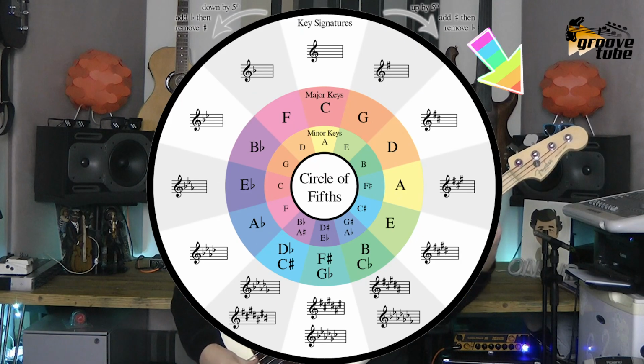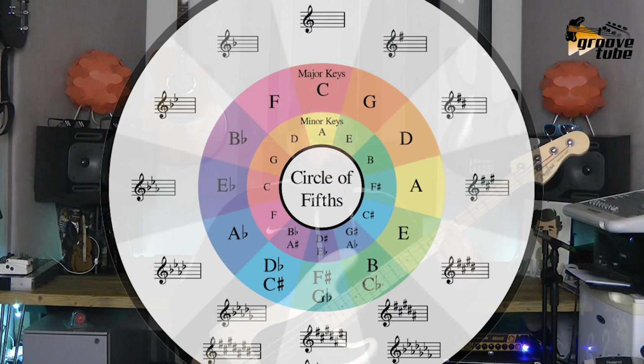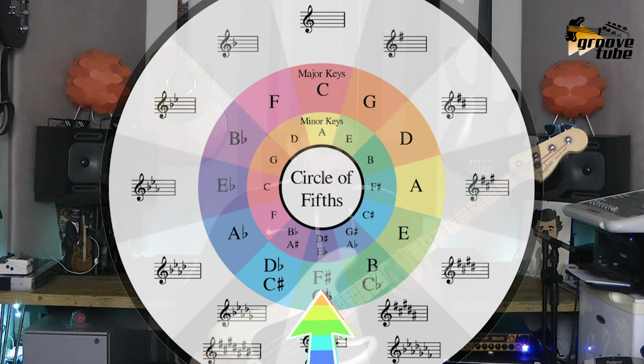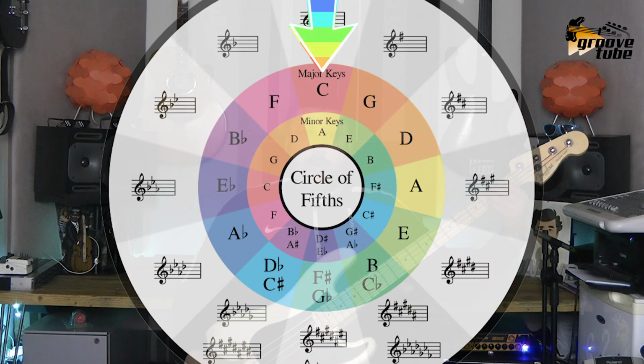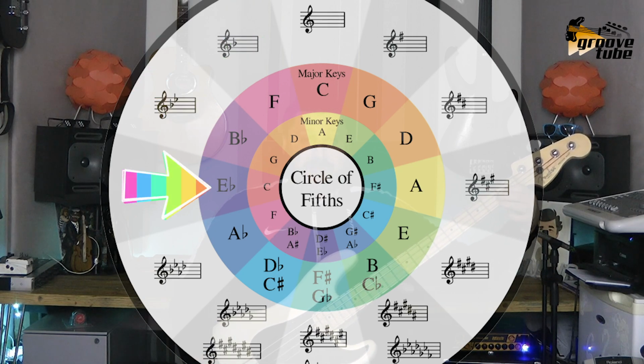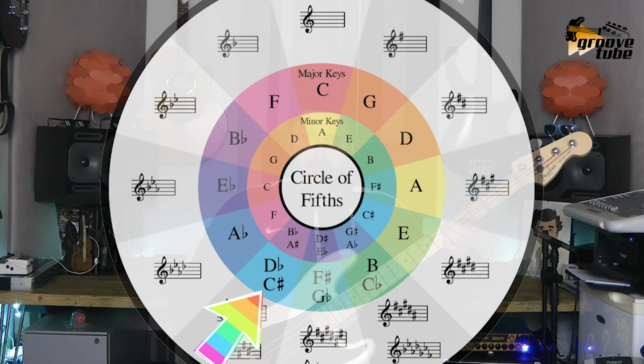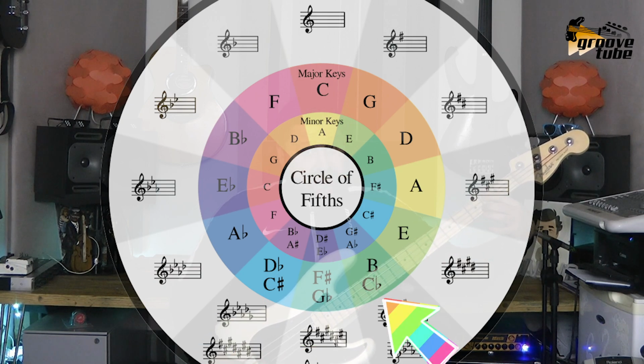If we move around the cycle clockwise, we get C, G, D, A, E, B, F sharp, C sharp. If we move around the cycle anti-clockwise, it's C, F, B flat, E flat, A flat, D flat, G flat, C flat, and so on. If you're paying attention, you'll notice that when we're moving around clockwise, we move up a fifth to the next step. If we're moving around anti-clockwise, we move up a fourth.